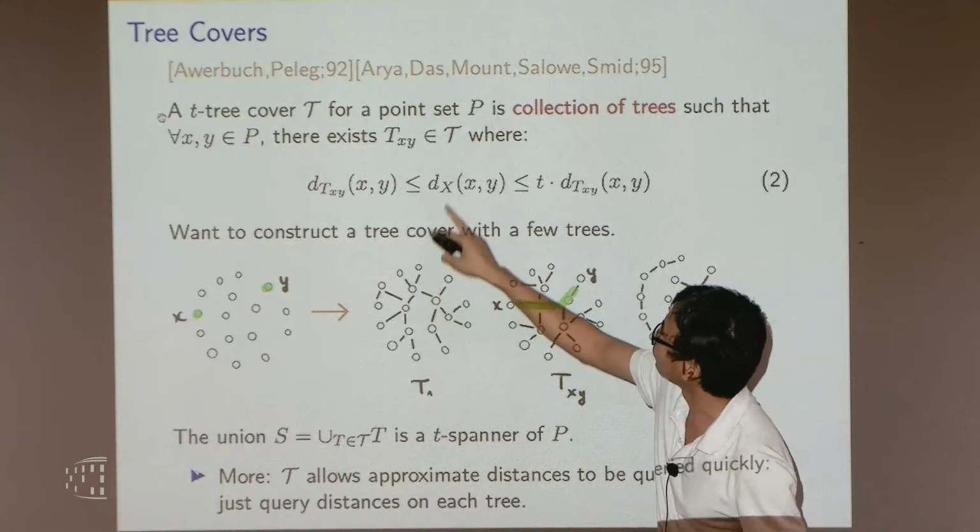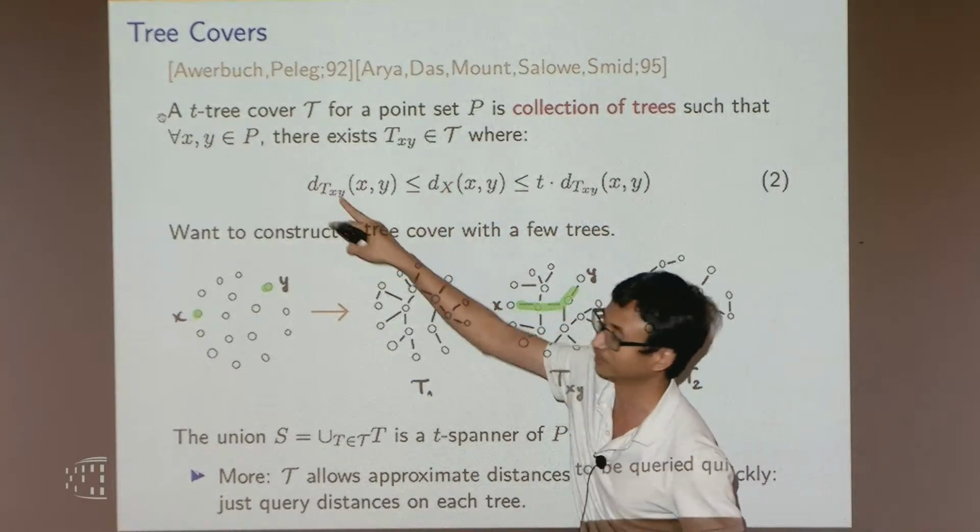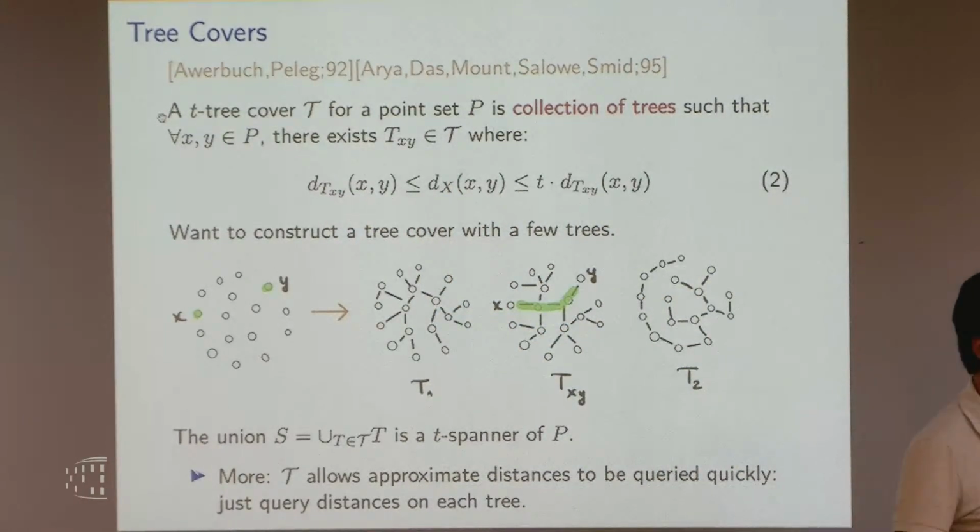I got it wrong here. I should say d_T here, and then d_X here. But the distance in the tree is approximately, up to a factor of t, the original distance in the metric. Okay, so basically, if I look at all the trees, then one of the trees is going to preserve the distance for the 2 points.